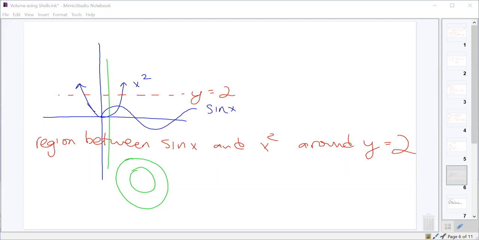So if we think about the outer radius, it should be the function that is furthest away from the line y equals 2. Right? Not necessarily the upper function. The upper function is closer to y equals 2. The lower function is further from y equals 2. So the one further away from the line you're revolving around is going to give you the larger radius. Everybody here good with that? Everybody in the Zoom good with that? Good. All right. So the outer radius goes from here down to my function.